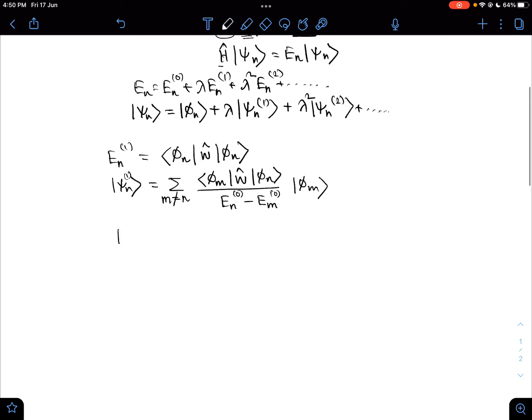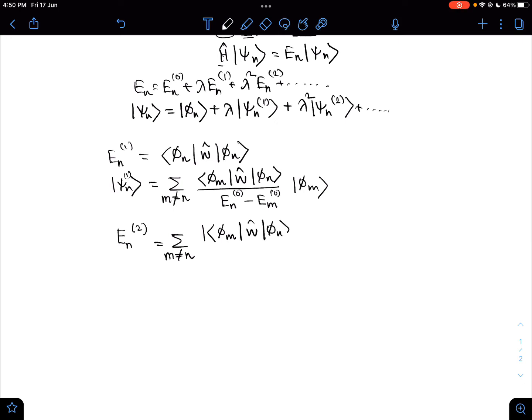And we found the second order correction in the energy, En2, to be the summation over m not equal to n of phi m W phi n squared divided by En0 minus Em0. So this is the result of our time independent non-degenerate perturbation theory.